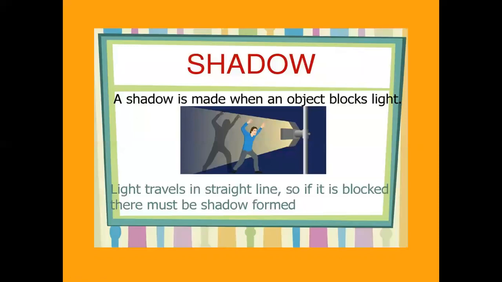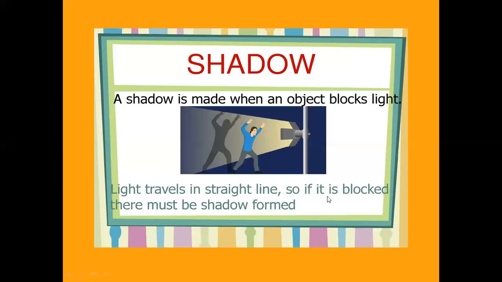Next is about shadow. What is a shadow? First, you should know about shadow. A shadow is made when an object blocks light. In this picture, you can see this is the boy and this is the light source. When light rays strike on this boy, then what happens? All rays are blocked by this man, and at that time a shadow is formed behind this man. Okay, so this is the shadow of the man.